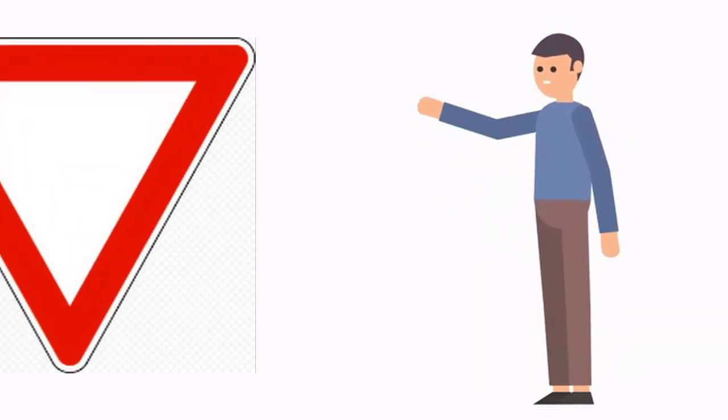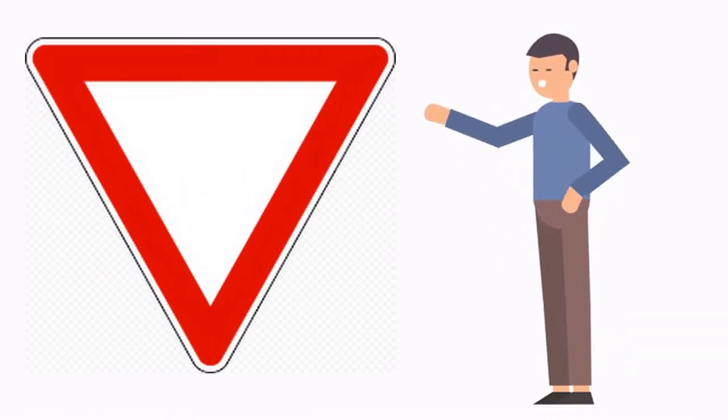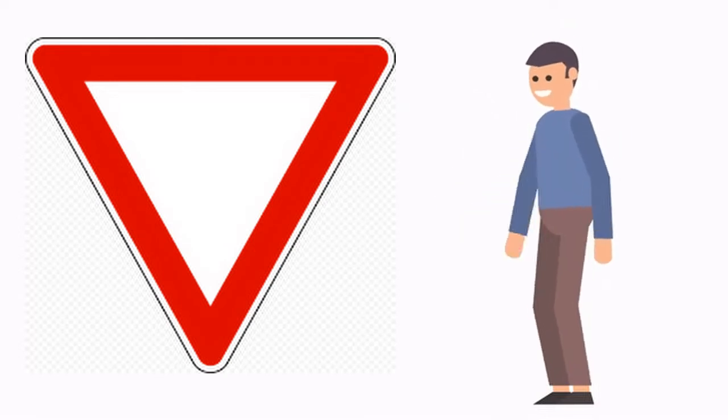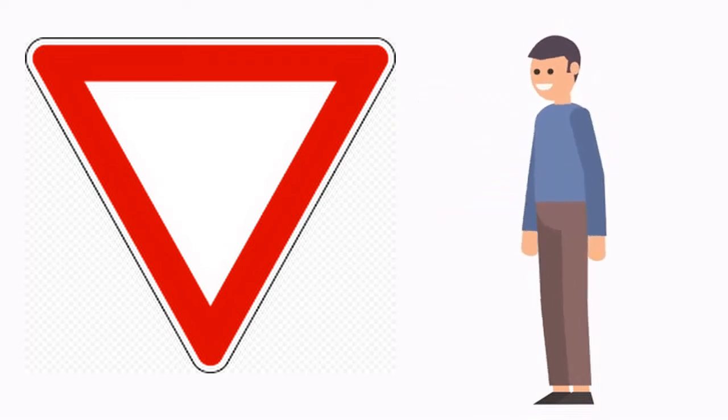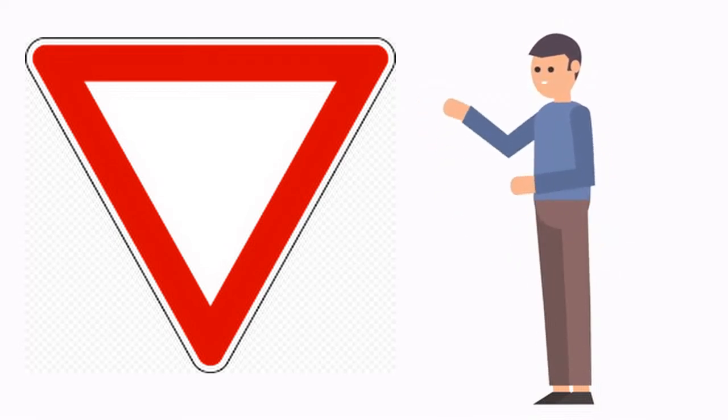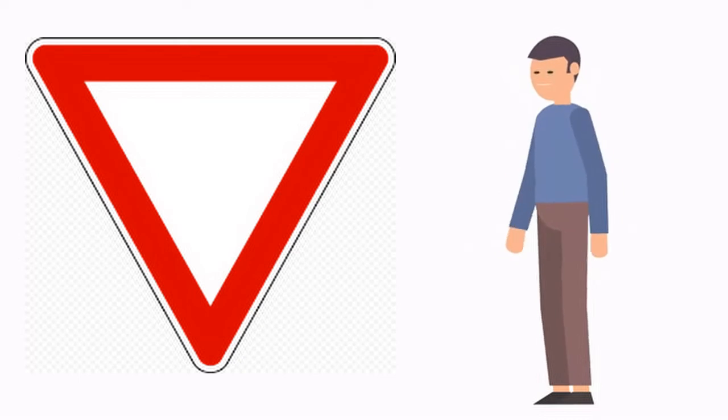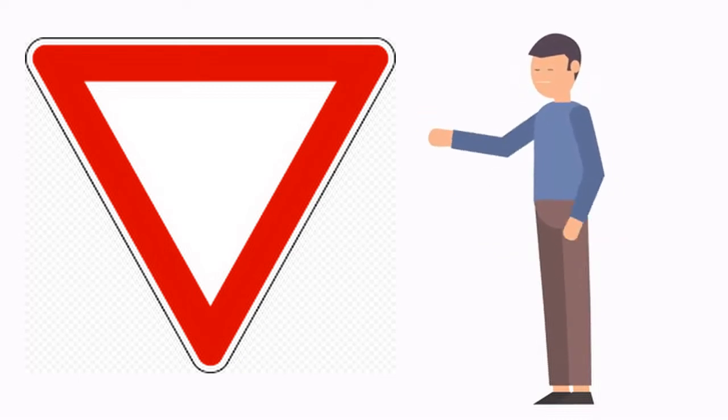This is a yield sign. You will find the sign at intersections and railway crossings. The purpose of the sign is to indicate that you must yield to other traffic. If other traffic is approaching the intersection, reduce speed and, if necessary, stop.